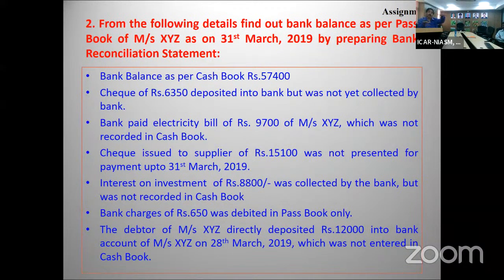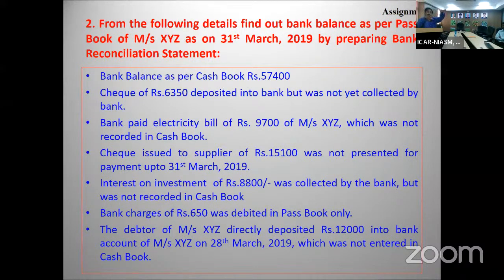Then what do you have to do with the cash book only to make it equal? You have to add it. Okay. Then interest on investment of 8,800 was collected by the bank, but was not recorded in the cash book. Means interest was directly collected by the bank. This is the situation. When interest was collected, our passbook balance has become more.